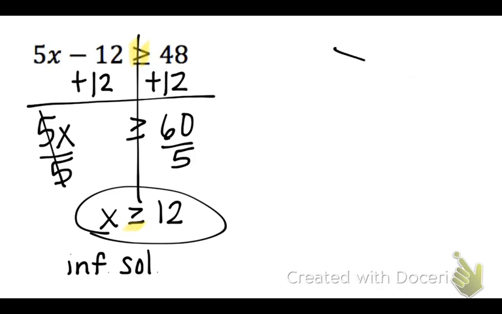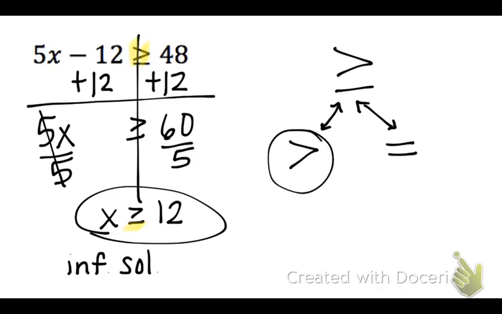I want you to think of this symbol as these two symbols put together. It's like they split it up or combined it, depending on how you look at it. So greater than or equal to actually means the solutions could be greater than, or it could be exactly equal to.